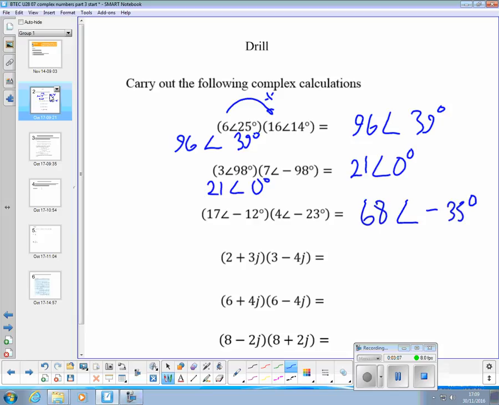Josh, this one. Tell me how you're doing it. I multiplied each bracket. So tell me what you got then. Well, I've done 2 times 3 first. 2 times 3 is 6. And 2 times minus 4j is minus 8j. And plus 3j times 3. 3j times 3 is plus 9j.